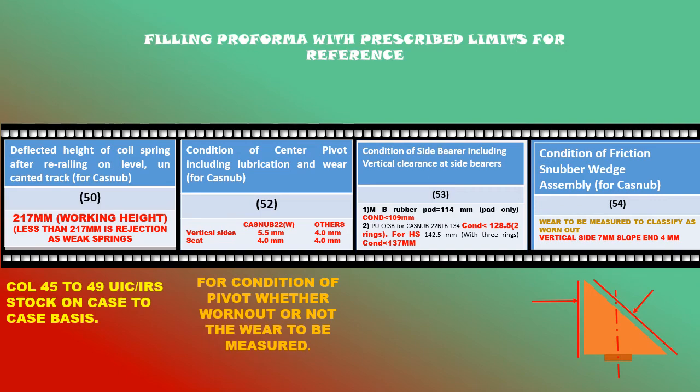So we should be very particular about this parameter, because this is one of the parameters which helps the bogie to adapt to the degree of the curvature. And uneven wear indicates many more things. It can be wheel dia difference, it can be eccentric movement, it can be eccentric loading, and the wear of pivot is very, very important.